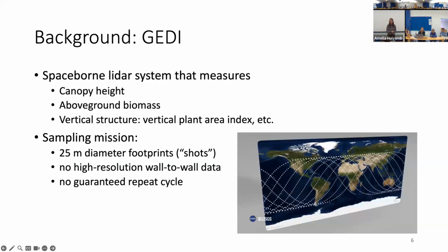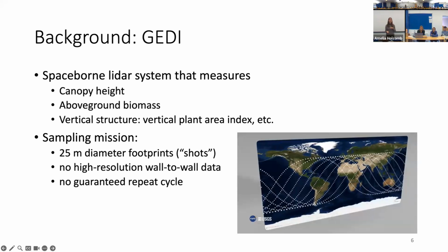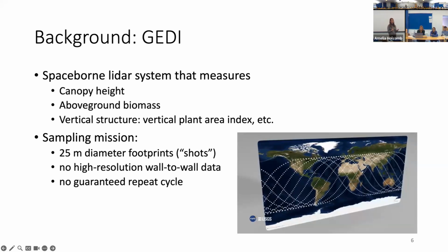So specifically, we can use GEDI to measure canopy height. We can use it to measure biomass, and this translates directly to carbon. So this is how we're getting a sense of carbon emissions, by measuring biomass. And we can also measure the vertical structure. One of these key metrics is called plant area index, which we're going to be coming back to at the end of the talk, but it's sort of a sense of the vegetation density in an area.